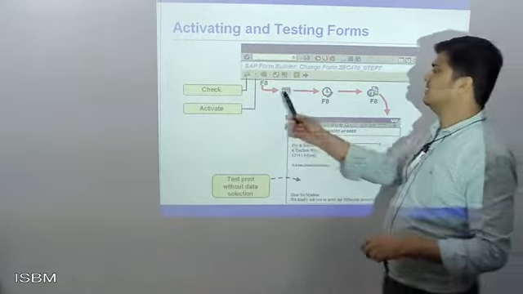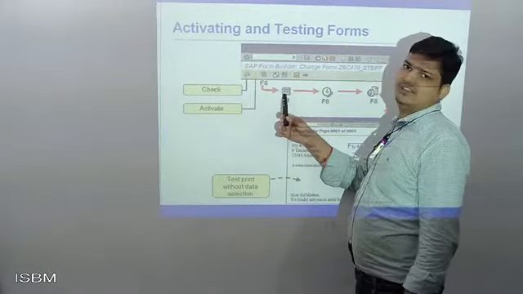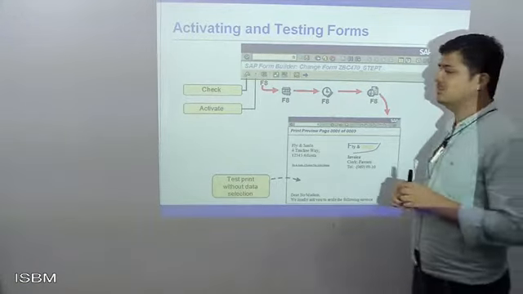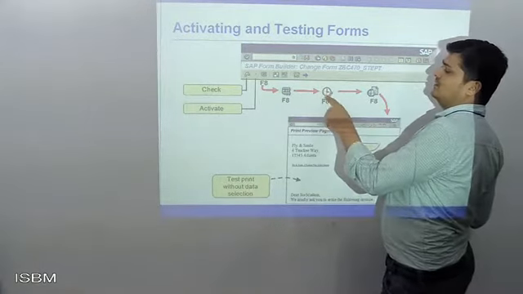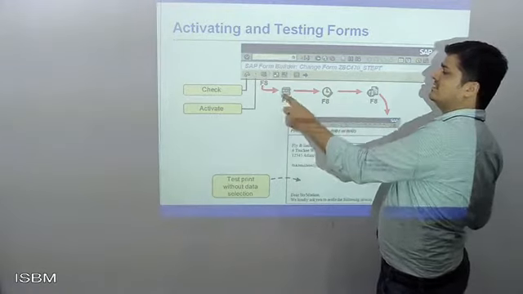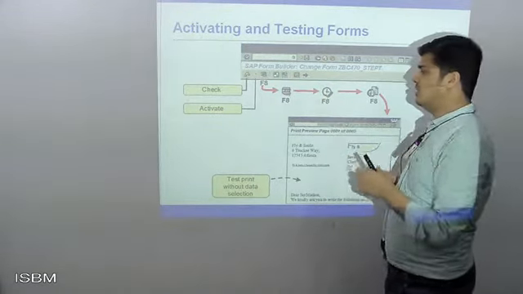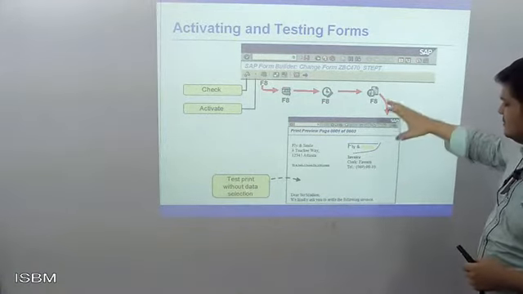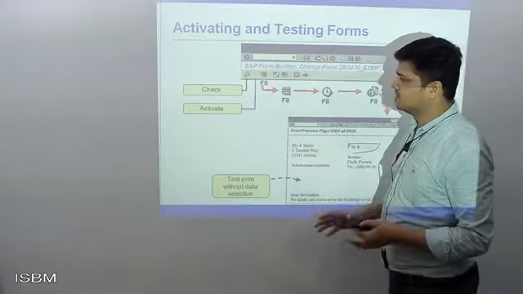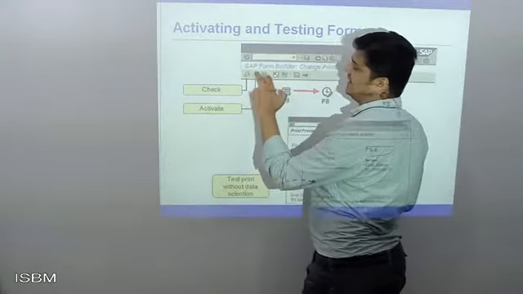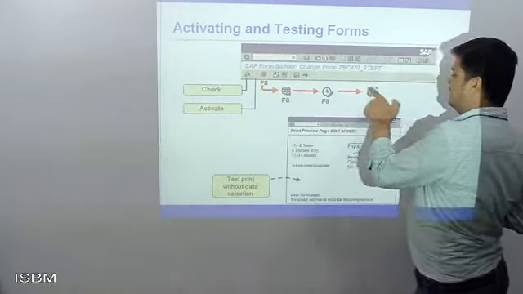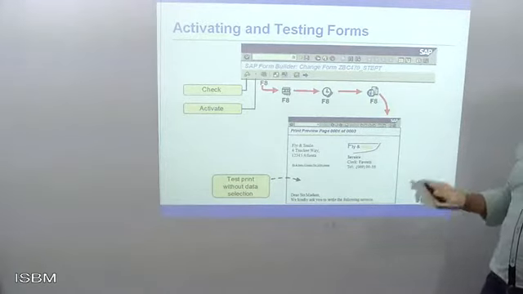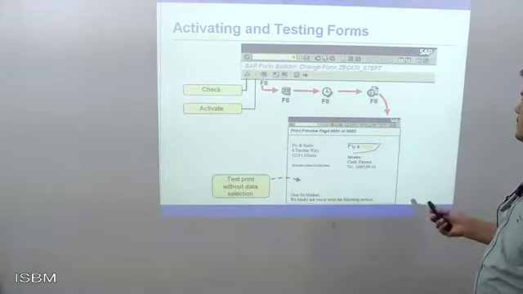If you do not want to use this, then you can use F8. F8 directly executes your smart form, and this is the button also. In a smart form, this is showing a wall clock kind of thing, which is also F8. After F8 it will show you this. So this is the way: check, then activate, then F8 which is execute, and after that it will show you the printout. This is exactly the way it is showing over here.